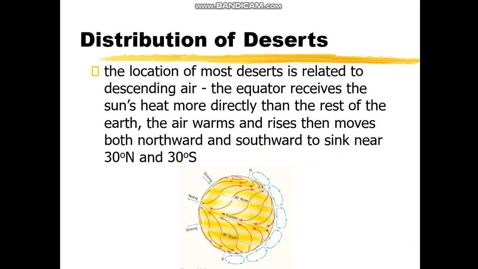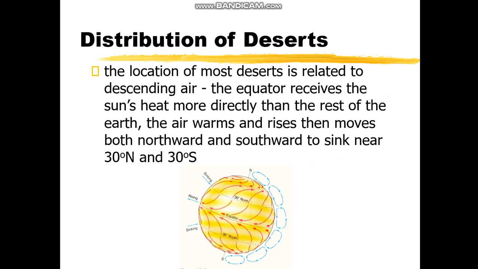Next is the distribution of deserts. The location of most deserts is related to descending air. Hot air rises at the equator, where the land receives the greatest amount of the sun's radiation. Most of the world's deserts are located near 30 degrees north latitude and 30 degrees south latitude, where the heated equatorial air begins to descend. The descending air is dense and begins to warm again, evaporating large amounts of water from the land surface. The resulting climate is very dry.